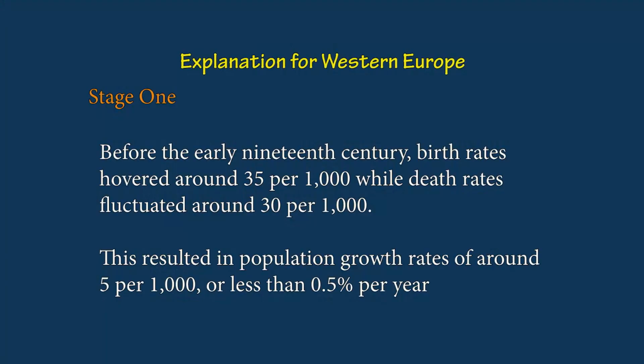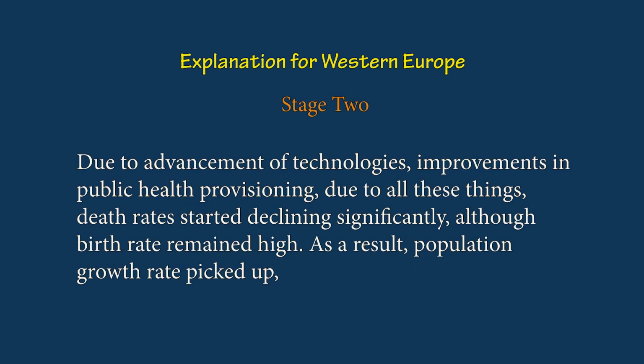So now the explanation. There are three historical stages. Before the early 19th century, birth rate remained around 35 per thousand and death rate 30 per thousand. It resulted in 0.5% per year population growth rate. In stage 2, we can observe that due to the advancement of technologies, improvements in public health provisioning, and all these things, death rate started declining significantly, although birth rate remained high. As a result, population growth rate picked up.